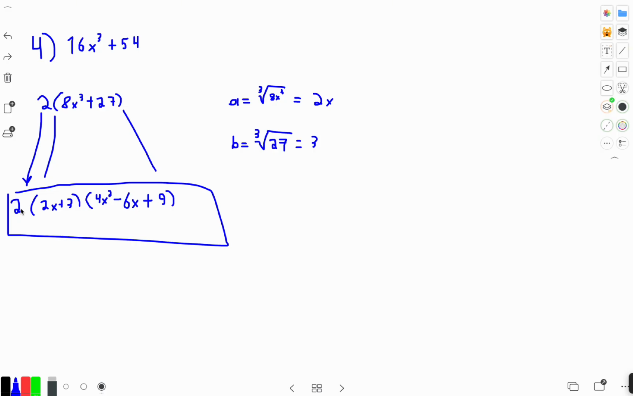In the next video, I'll probably do my last factoring technique, which will be to factor the sum of two squares, which will involve imaginary numbers.